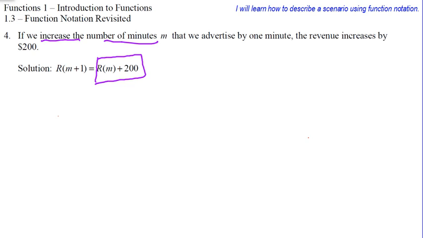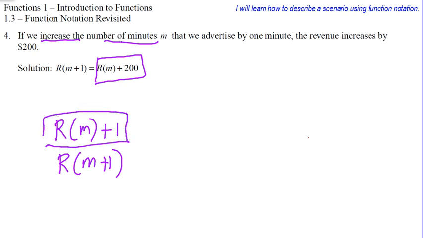Okay. But then why is the 1 inside the parenthesis? So let's figure this out. What would be the difference if I say R of M plus 1 and R of M plus 1, right? What's the difference between these two? If you look at this one, it looks like the revenue will increase by $1.